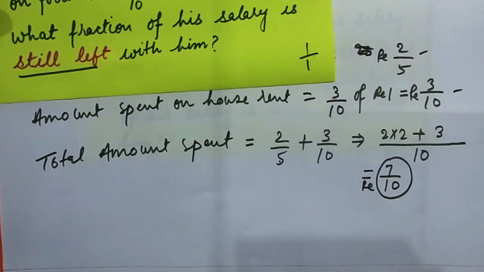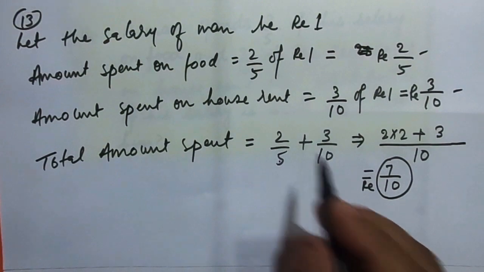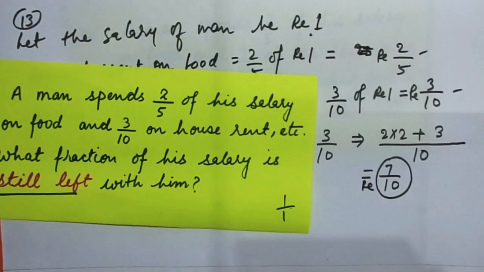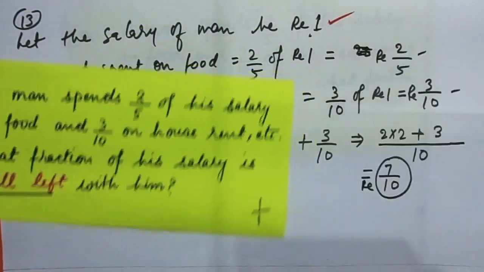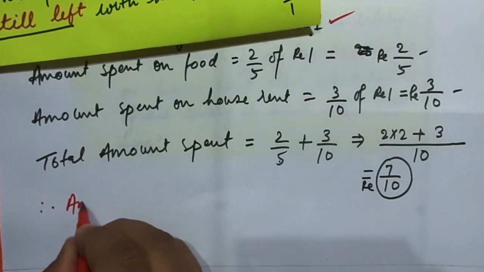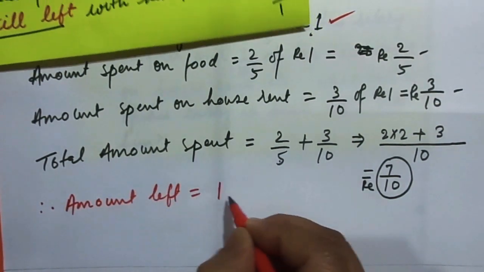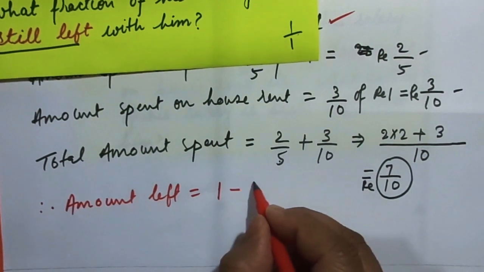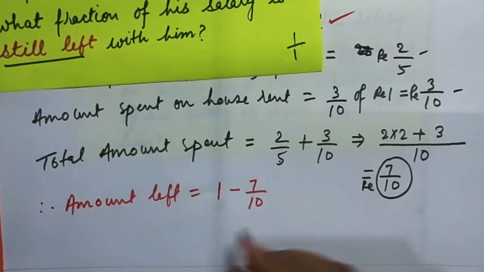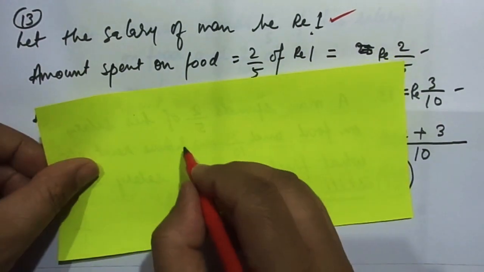This is rupee 7 by 10. What was the total salary? The total salary was rupee 1. So this is the total salary. Therefore, amount left is equal to 1 total earning minus amount spent is equal to how much? 10 minus 7.